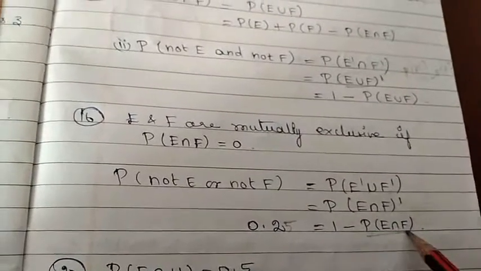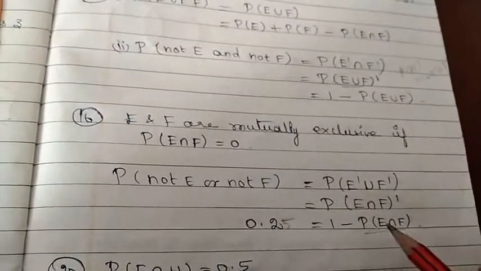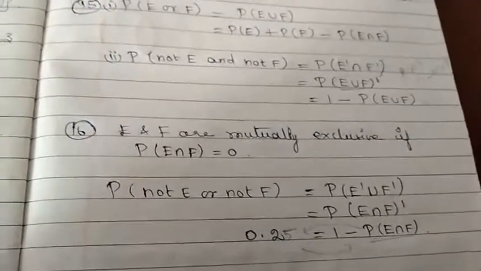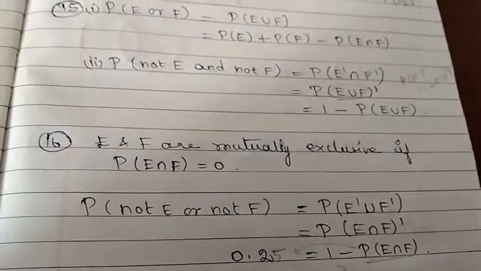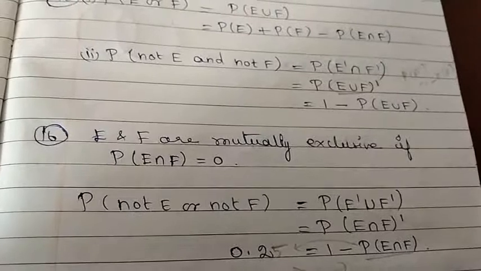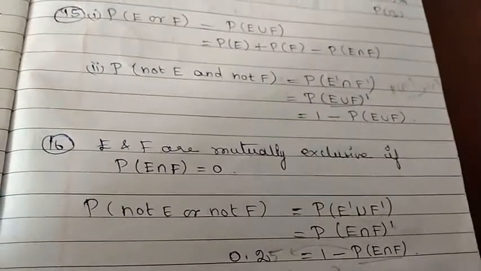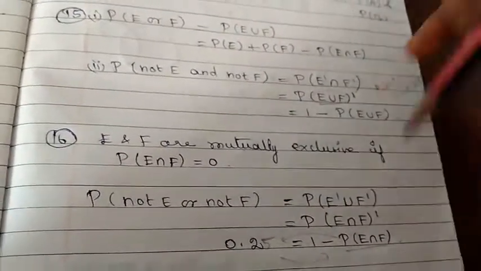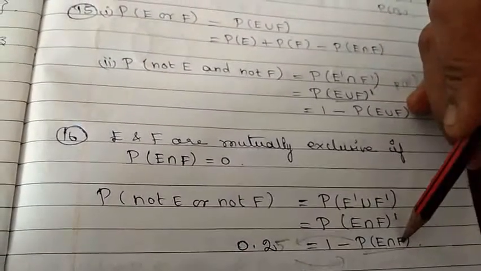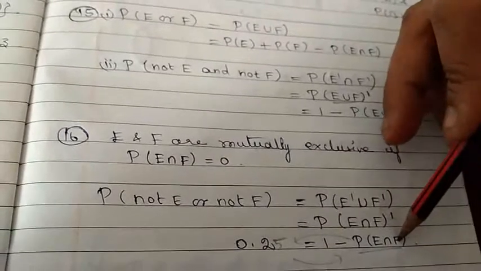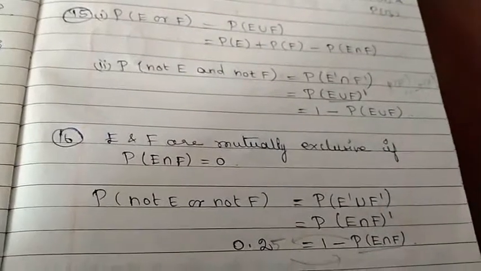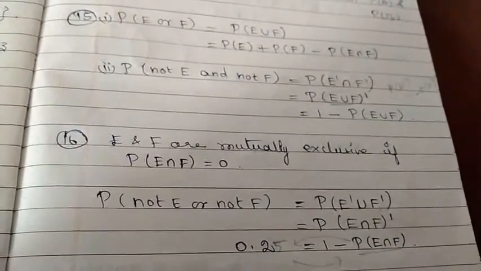Now we need to know what is P of E intersection F. So bring this number to the other side. If you subtract 0.25 from 1, we will get 0.75, which is not equal to 0. Therefore E and F are not mutually exclusive events. If they are mutually exclusive events, their intersection should be empty, right? And their probability also should be zero. But here we have a non-zero value. Therefore E and F are not mutually exclusive events. This is how you have to conclude the problem.